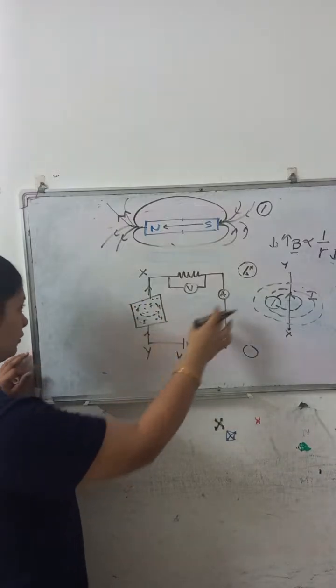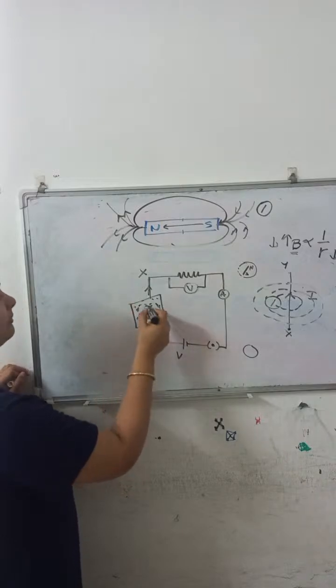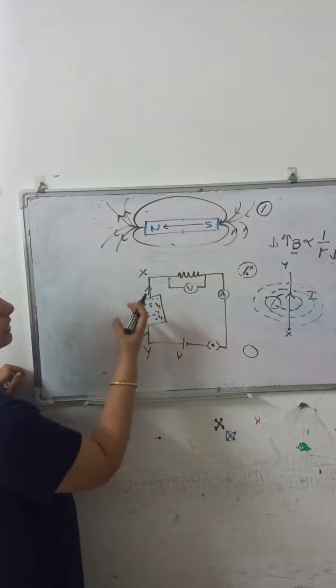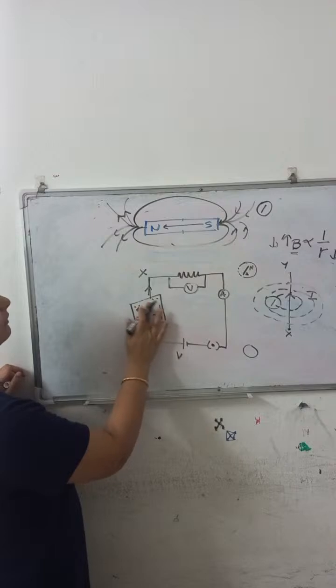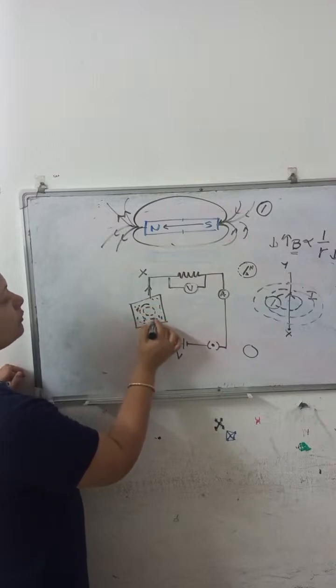They form what here? Loops. That means the particles are what? Started attracting and they are forming circular loops over here.